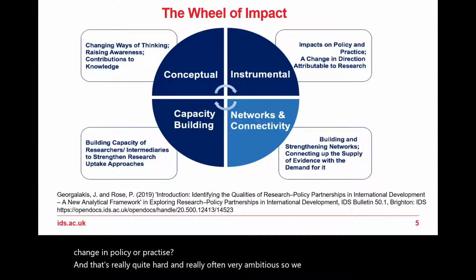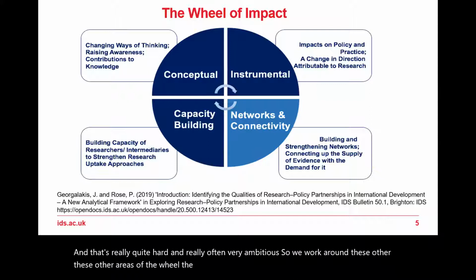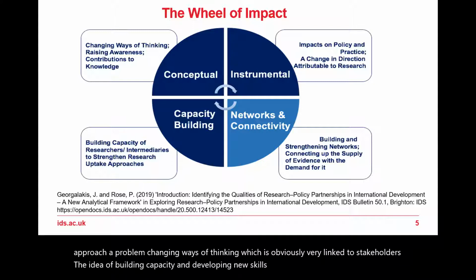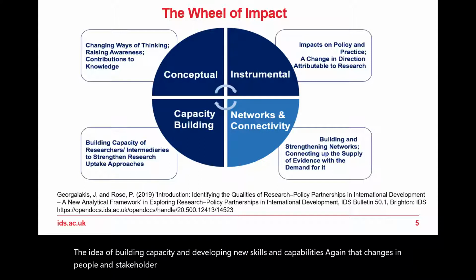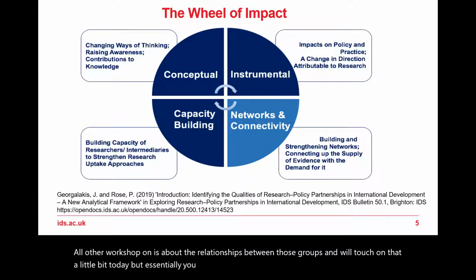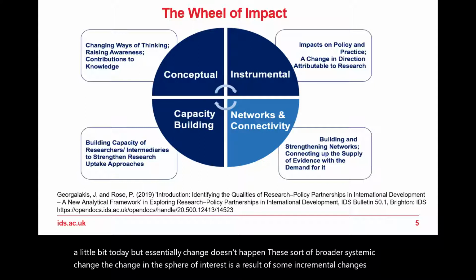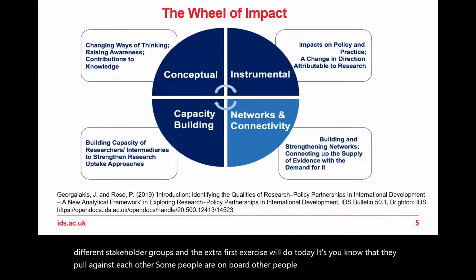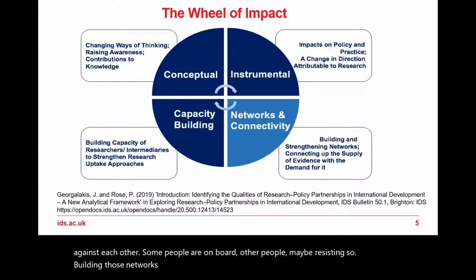So we work around these other areas of the wheel. The conceptual is really about changing how people approach a problem, changing ways of thinking, which is obviously very linked to stakeholders. The idea of building capacity and developing new skills and capabilities, again, that's changes in people and stakeholder groups. And the networks and connectivity, which I could do a whole other workshop on, is about the relationships between those groups. We'll touch on that a little today, but essentially, change doesn't happen in these broader systemic ways. The change in the sphere of interest is a result of incremental changes in different stakeholder groups. The first exercise we'll do today is about how they pull against each other. Some people are on board, other people may be resisting. So building those networks is a key strategy to move your stakeholder groups forward together.